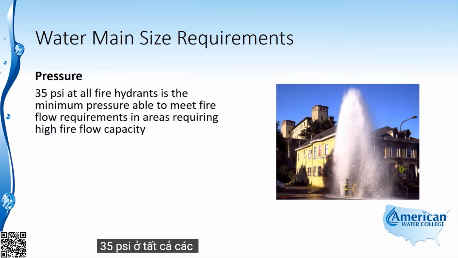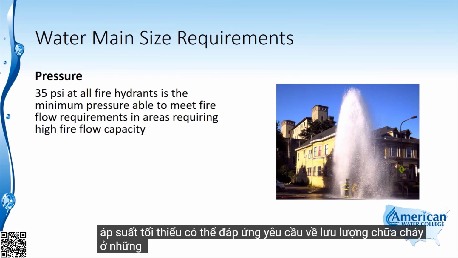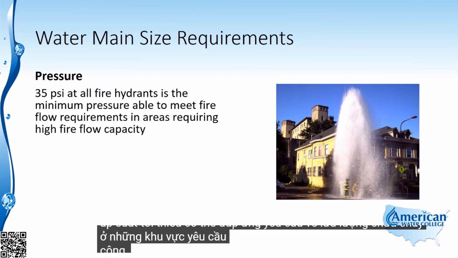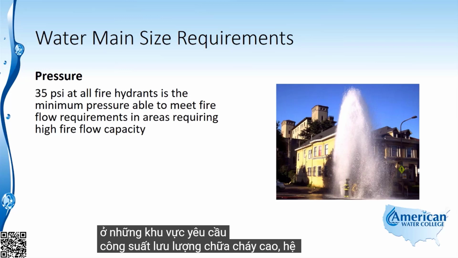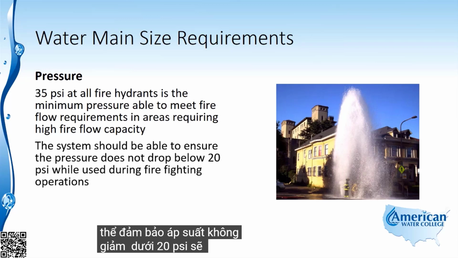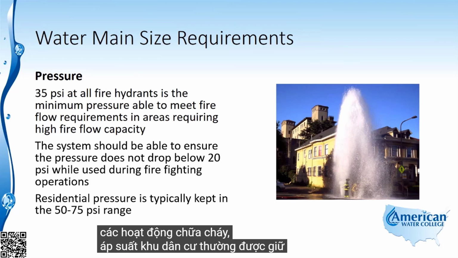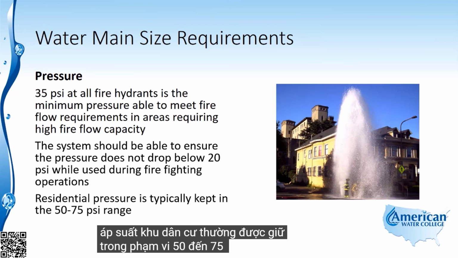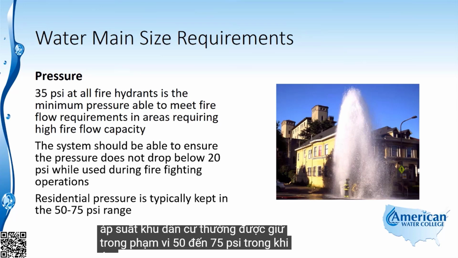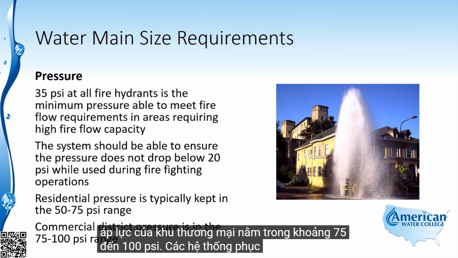35 psi at all fire hydrants is the minimum pressure able to meet fire flow requirements in areas requiring high fire flow capacity. The system should be able to ensure the pressure does not drop below 20 psi while used during firefighting operations. Residential pressure is typically kept in the 50 to 75 psi range, while commercial district pressure is in the 75 to 100 psi range.